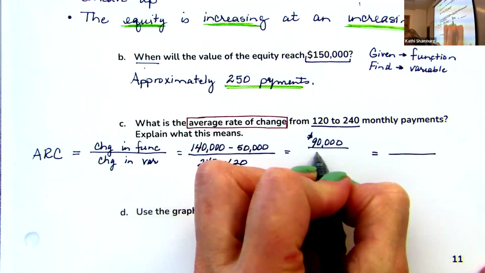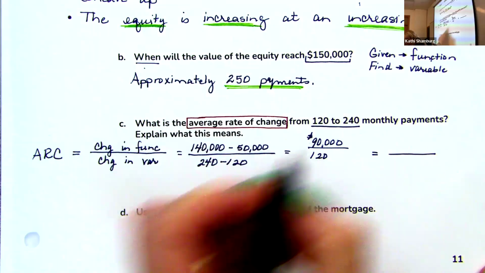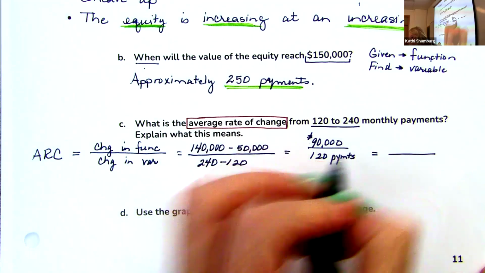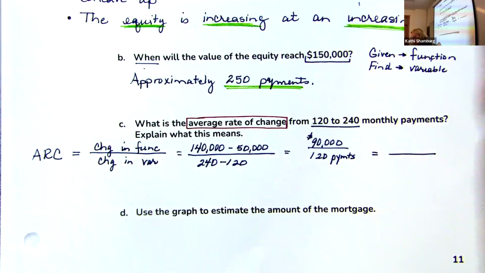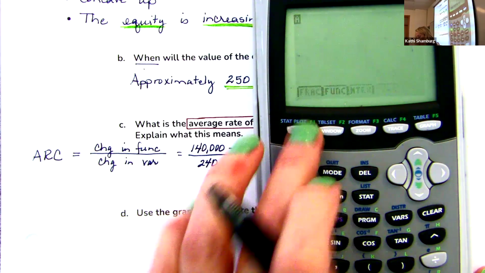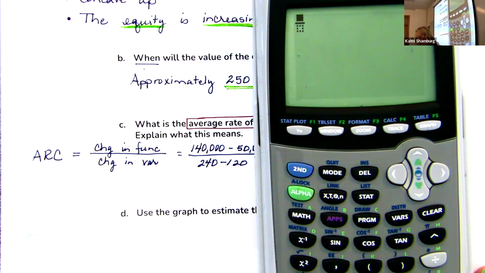over 120 payments. So you don't have to show me this. You could go straight to your calculator, alpha y equals 1, and do 140,000 minus 50,000 over 240 minus 120. Now notice I get the whole number 750.